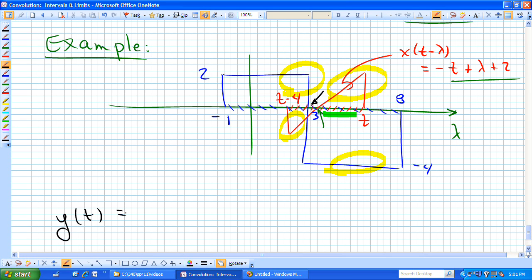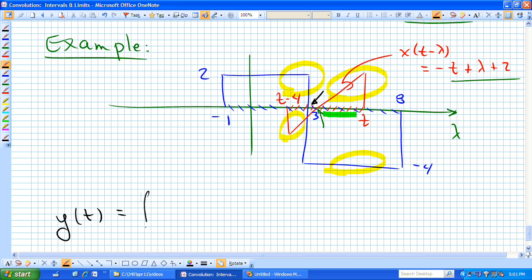I would then say that my expression to evaluate y of t under this overlap pattern defines an interval of time when this is true, and this is going to be true as long as t minus 4 is less than 3 and t is greater than 3. That's when the overlap pattern exists.